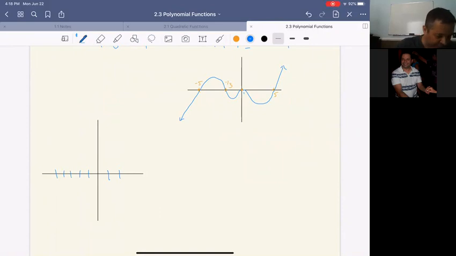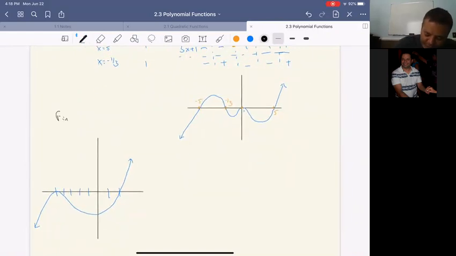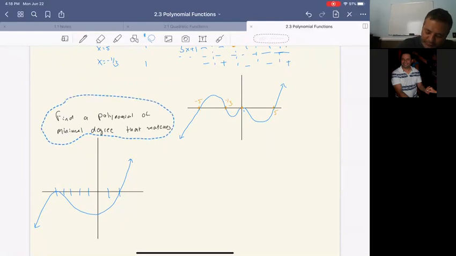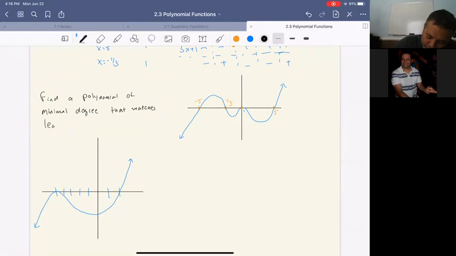Okay, so let's say we had a graph that looked like so. And the question is, find a polynomial of minimal degree that matches. Okay, and also they take the leading coefficient to be plus or minus 1. So we're not going to mess around with there being other ones that could do it. Find a polynomial, minimal degree, and leading coefficient plus or minus 1 that matches.